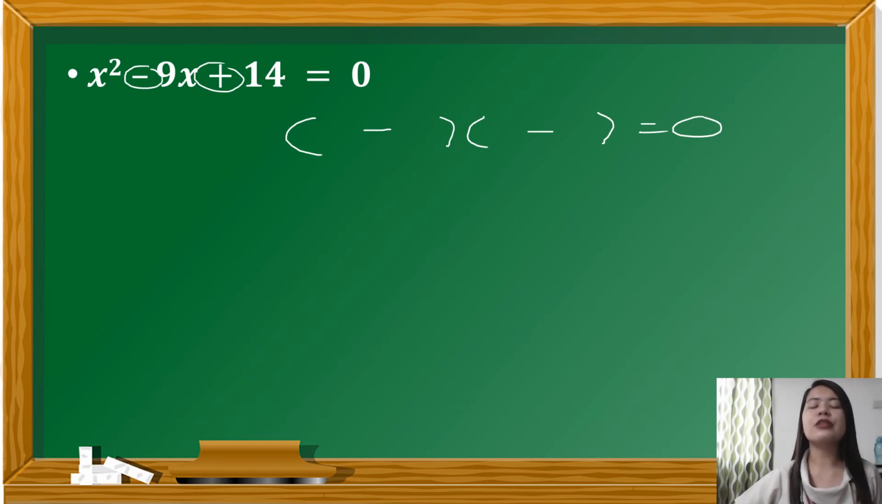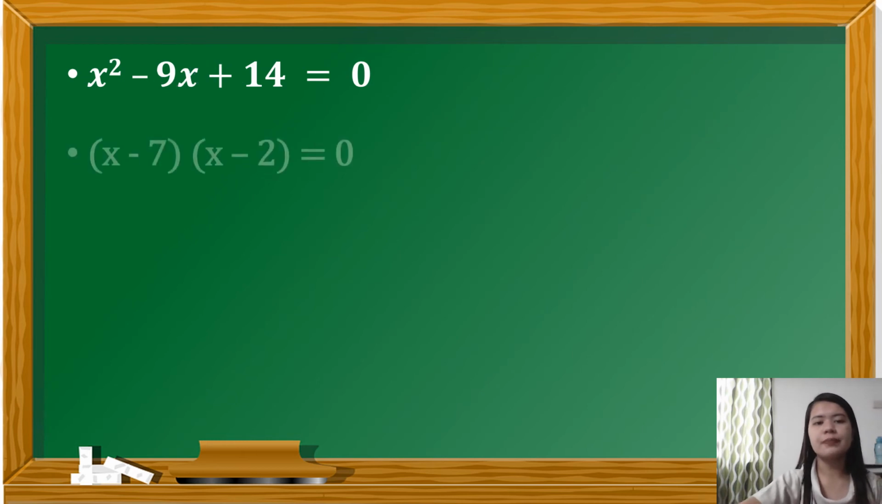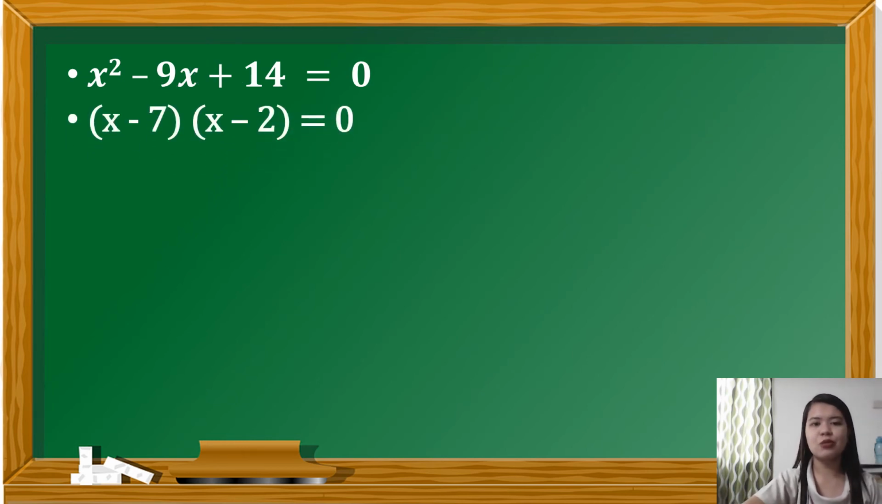Now, get the factors of x squared. We have x and x. Now, the factors of 14. The factors of 14 are 14 and 1, 7 and 2. 14 times 1 is 14, 7 times 2 is 14. So, alin dito yung gagamitin natin? So, i-relate natin siya kay middle term. Alin yung kapag pinag-plus sa isa't isa, ang magiging sagot ay 9? So, we have 7 and 2. So, the factors are x minus 7 and x minus 2.